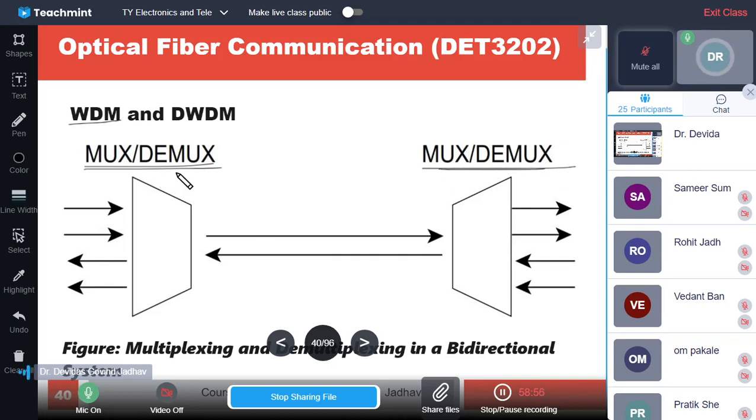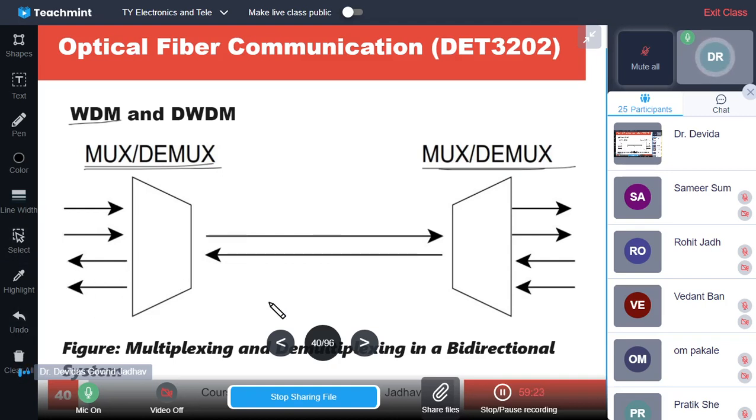Okay, a multiplexer and demultiplexer are there on one side, and similarly a multiplexer and demultiplexer are there on the other side. So it can multiplex the incoming signals and transmit over the same fiber, and on the other side the demultiplexer can demultiplex it. On the other side there is a multiplexer which multiplexes the many signals and transmits over the same fiber, and on the first side there is a demultiplexer which separates out the signal.